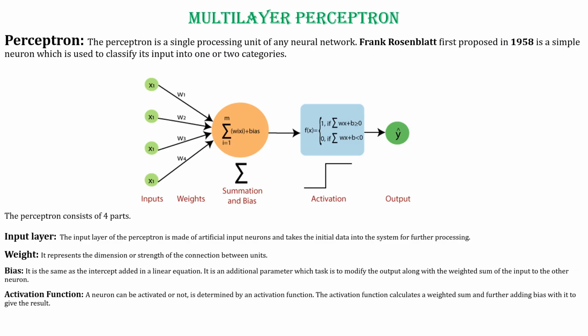The perceptron is like a single processing unit of any neural network. It was first proposed by Frank Rosenblatt in 1958, and is a simple neural network used to classify its inputs into one of two categories. In the figure, we can see a feature vector input x1, x2, x3, and we have weights that make a connection from one neuron to another.